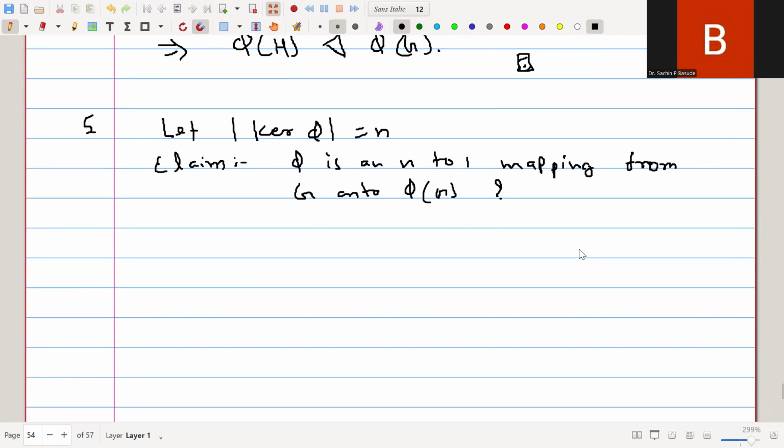What is an n to 1 mapping? If this is the domain and this is the codomain, consider this as a function f. And f is 2 to 1 means two elements map to a single element. Don't care about other things. Two elements map to one. Other possibilities are also there. If these two elements map to this, such type of mapping is called n to 1. So n elements map to a single element. So this is an n to 1 map. How to prove this?